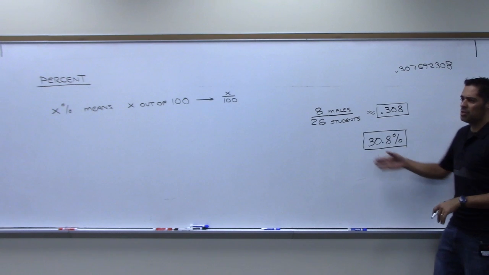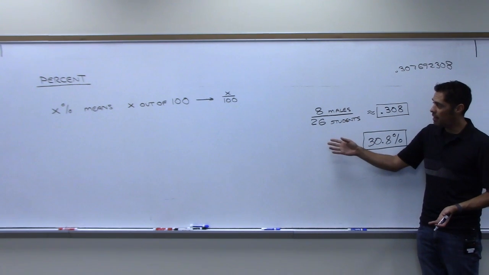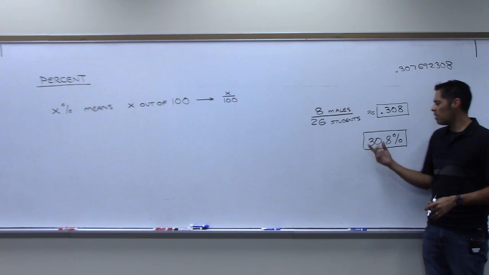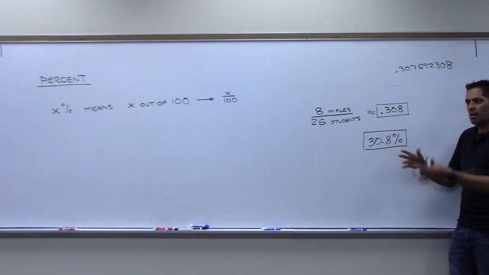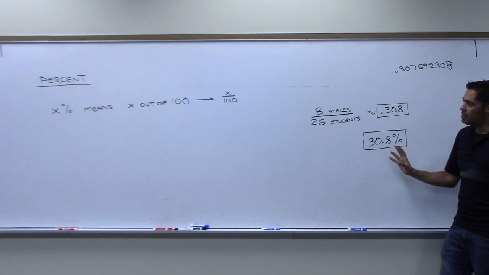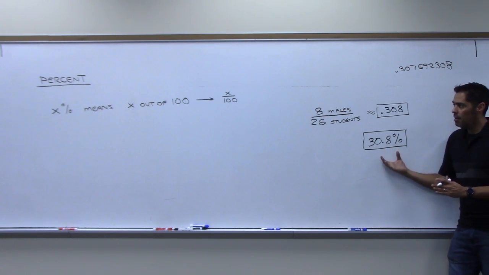To get females, we would just do the fraction the other way, right? How many females are there? 18. We do 18 over 26. Or we could just say if 30.8% are males, then the other percentage are females, so we could just take 100% and subtract.